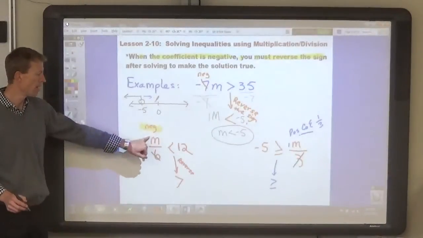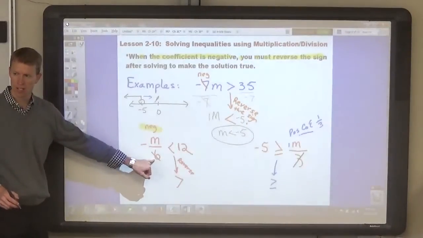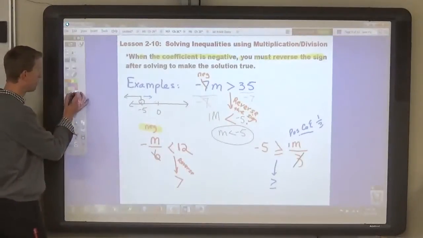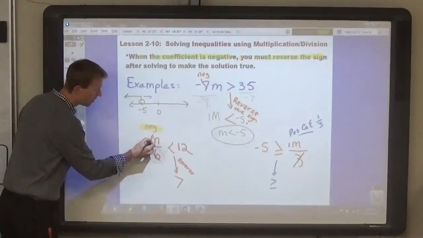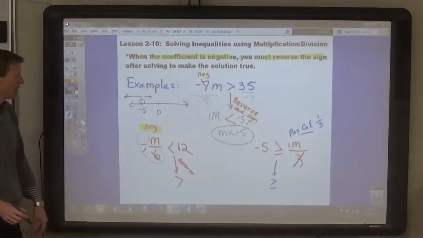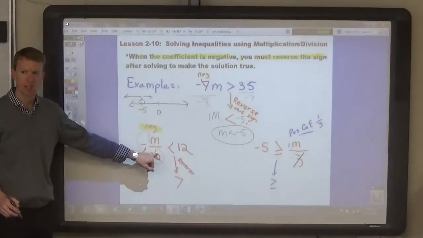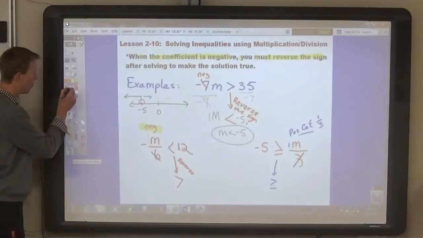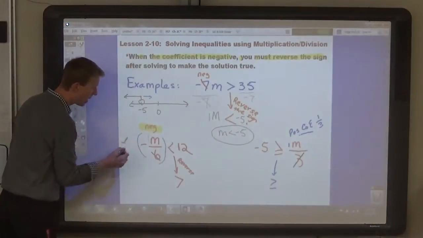The coefficient has a 1, this is 1m over 6, right? There's not a whole number in front of the m. So if this is a 1, what number is this? It's a negative 1/6. Yep. It's a negative 1/6. So, when we multiply in order to solve it, you have to multiply by a negative number.